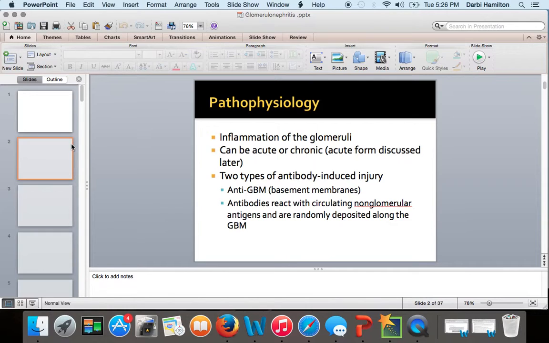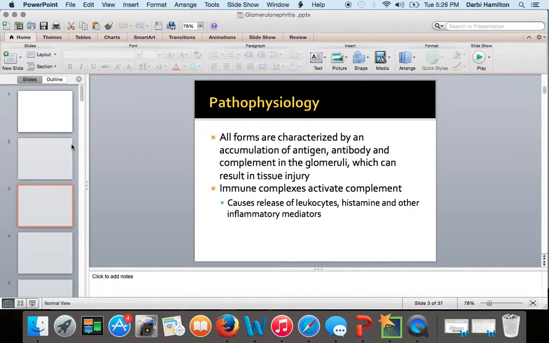There's anti-GBM, which affects the basement membranes, or the antibodies react with circulating non-glomerular antigens and are randomly deposited along the glomerular basement membrane. All forms are characterized by an accumulation of antigen, antibody, and complement in the glomeruli, which can result in tissue injury. Immune complexes activate complement, causing a release of leukocytes, histamine, and other inflammatory mediators.